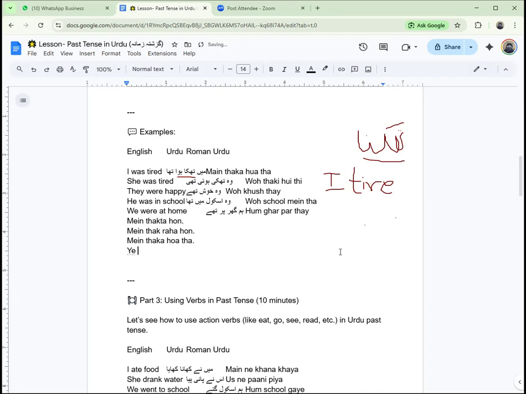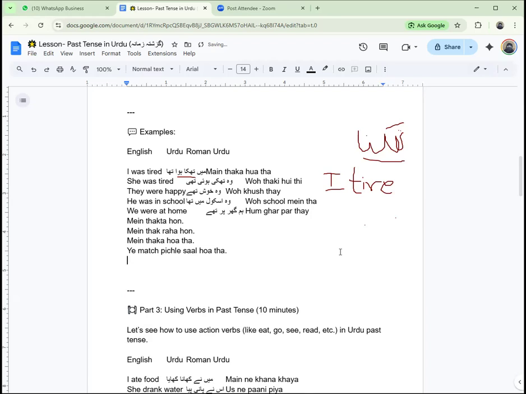ये मैच पिछले साल हुआ था. Can you tell me the English of this sentence? Sal, it's 1 year, right? जी. Translate this into English. This match was 1 year ago or something like this.